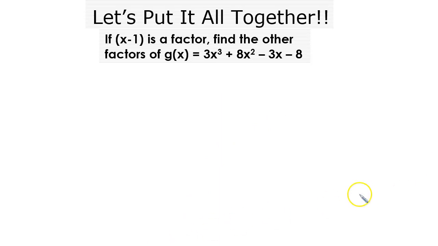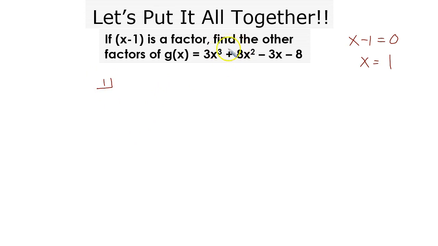Let's put all this together, okay? If x minus 1 is a factor, find the other factors of this function. We know that x minus 1 is a factor. So we're going to set x minus 1 equal to 0, and we know one of the roots. Positive 1 is one of the roots. We will use that root to divide synthetically.